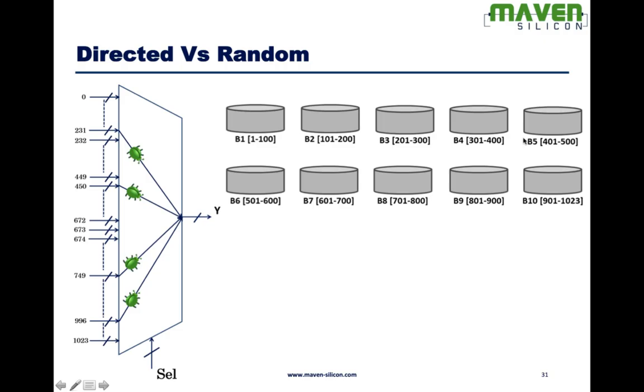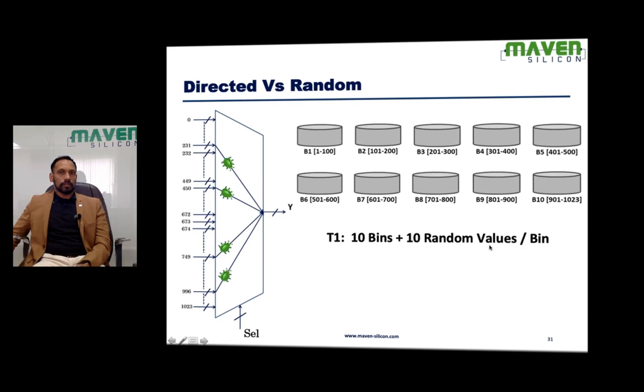Now look at how it happens. Test case 1. We are generating 10 random values per bin. So it's going to happen like this. 10 random values for each bin. And we might hit a bug. We might. Suppose we are not getting the bug, then we might want to increase the random values. That's how we do.